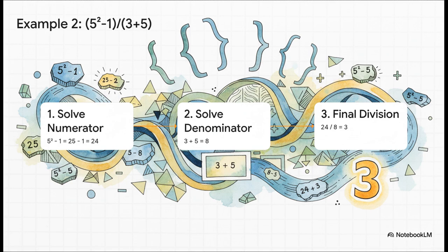And here's that fraction bar rule in action. We are not just going to go left to right here. Nope. We have to treat the top and the bottom like two separate little worlds. So first, let's solve the numerator. 5 squared is 25, and 25 minus 1 is 24. Cool. Now for the denominator, 3 plus 5 is 8. Okay, now that they're both simplified, we can do the division. 24 divided by 8 gives us 3.